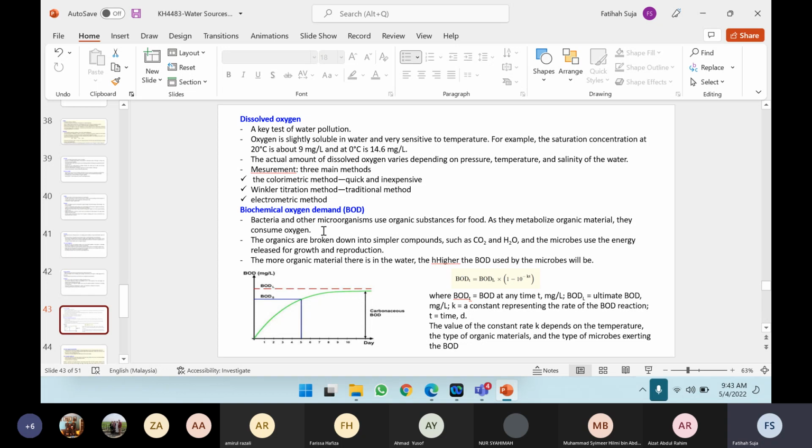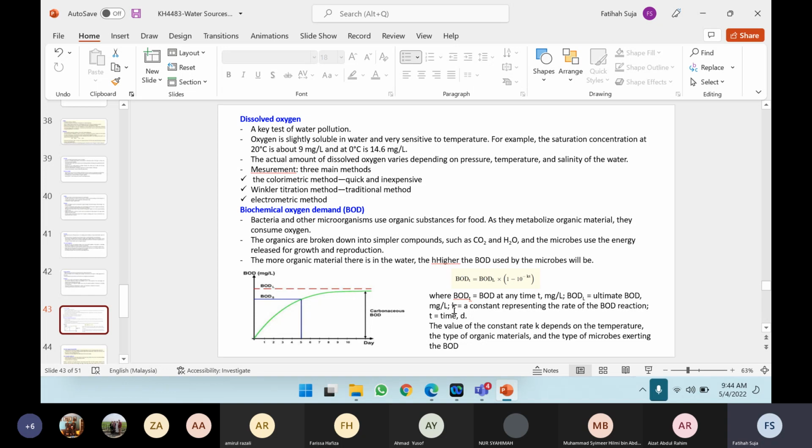Biochemical oxygen demand, I think especially those of you who have taken the wastewater treatment course, you are very familiar with BOD. Bacteria and other microorganisms use organic substances for food. As they metabolize organic material, they consume oxygen. So BOD is the measurement of the organic waste that is biodegradable by microorganisms. The organics are broken down into simpler compounds such as carbon dioxide and H2O.